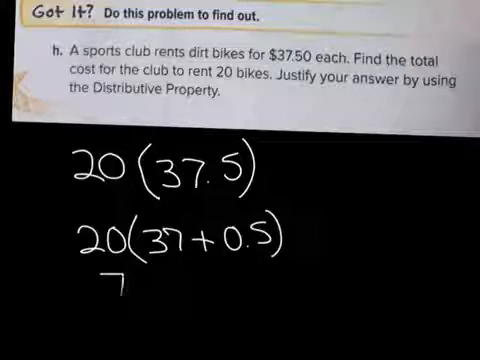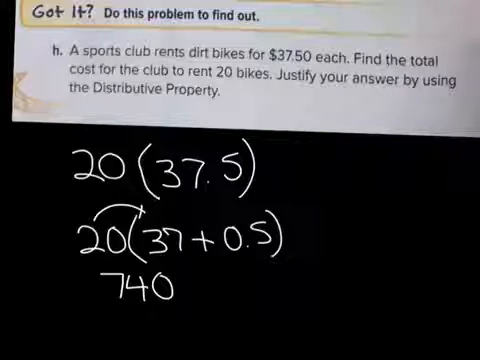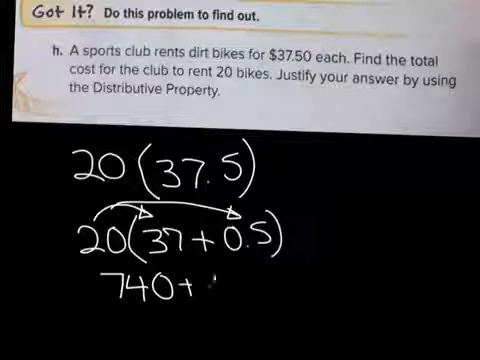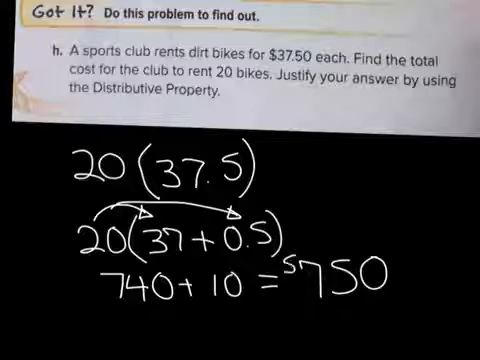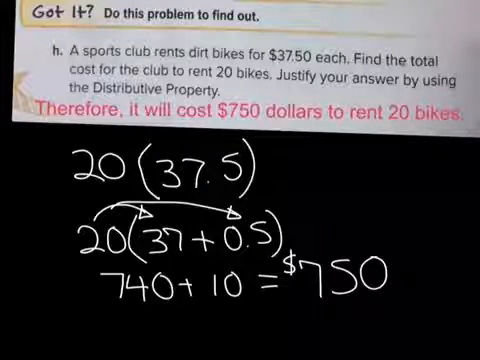Let me do that here. 740. That's what multiplying these two will give me. And 20 times a half is half of 20, which would be 10. And my answer is going to be $750. Therefore, it will cost $750 to rent 20 bikes.